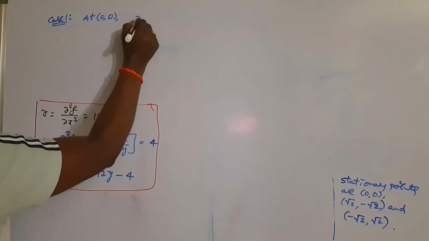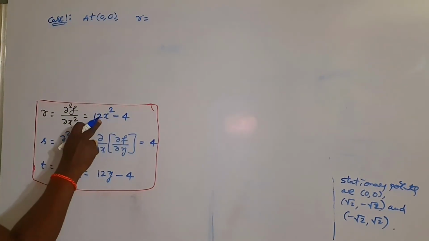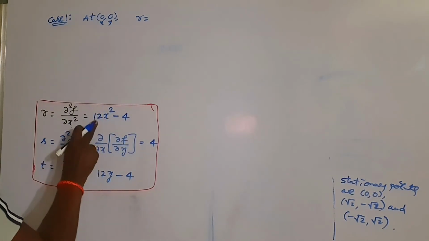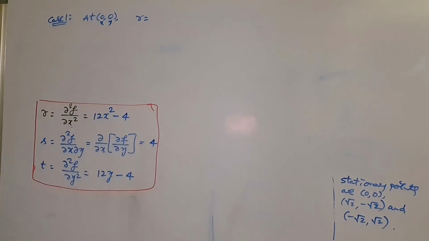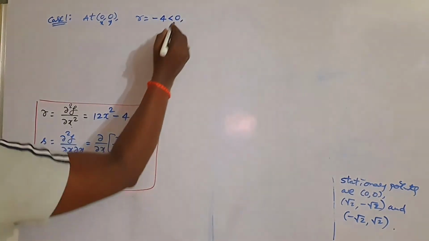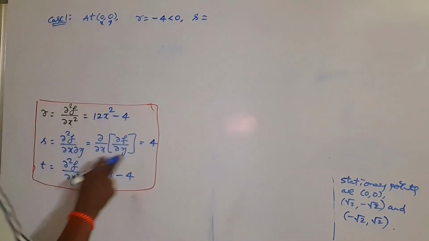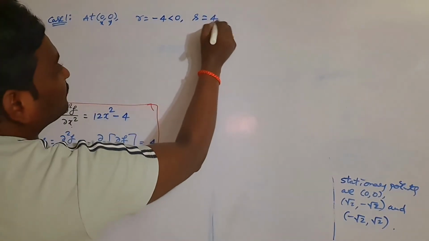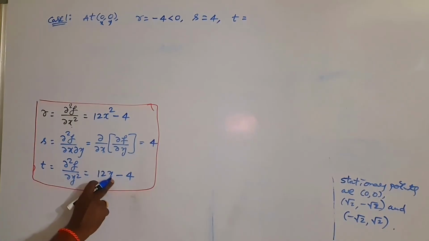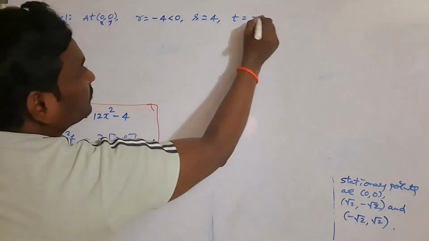At the stationary point, what is our r value? 12x square minus 4. So x means 0, y means 0. 12 times 0 is 0 and minus 4 is there. So r value is negative. What is s value? It is a fixed constant, it is 4. And what is t value? It is 12 times y square minus 4, y means 0, so minus 4.